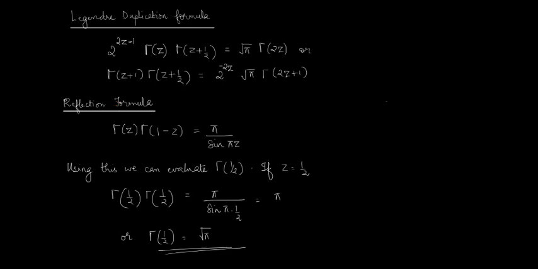Another relation that the gamma function satisfies is called the reflection formula, where gamma z into gamma 1 minus z is pi by sine pi z. You can of course use this relation to compute the value of gamma of half. When you plug in the value z equal to half, you have on your left hand side gamma half into gamma half equal to pi divided by sine pi by 2. Sine pi by 2 is 1, and you have gamma half square as pi. So your gamma half would be root of pi.